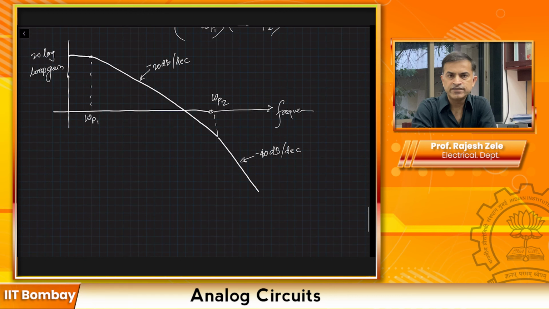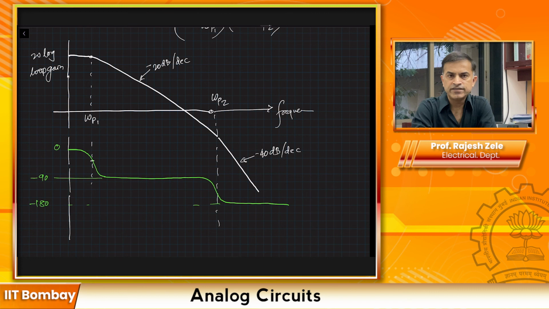Now, if we plot the phase for our loop, then it's going to look like this. So the first pole is right here, and the second pole is right here. So for the first pole, we are going to go, let me use a different color. So this is 0, this would be minus 90, and this would be minus 180 degrees.